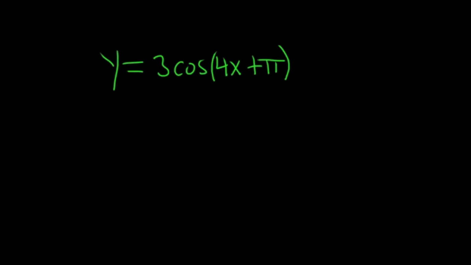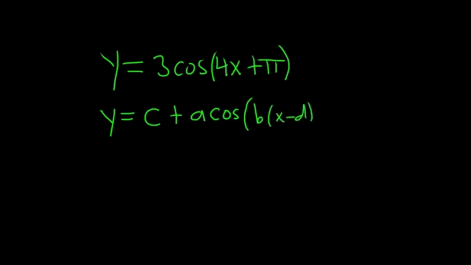Hi everyone, in this video we have a trigonometric function and we're going to find a bunch of stuff like the range, the amplitude, the phase shift, the vertical shift, and the period. So to do all that, we need to know the formula. The general form is the following. y equals c plus a, and then here it's cosine, and then parentheses b times x minus d. So that's the general form that we need this to match.